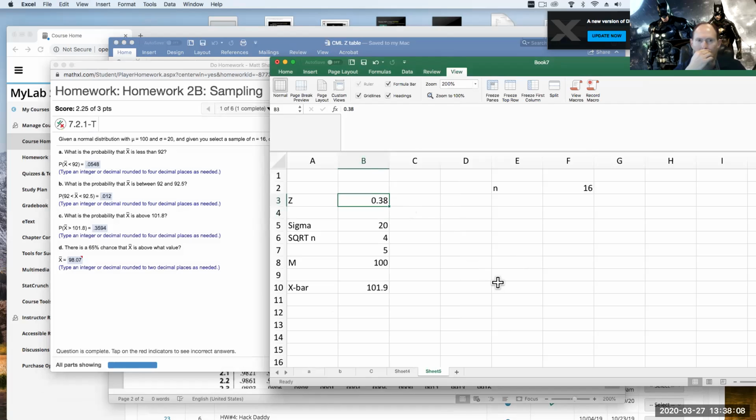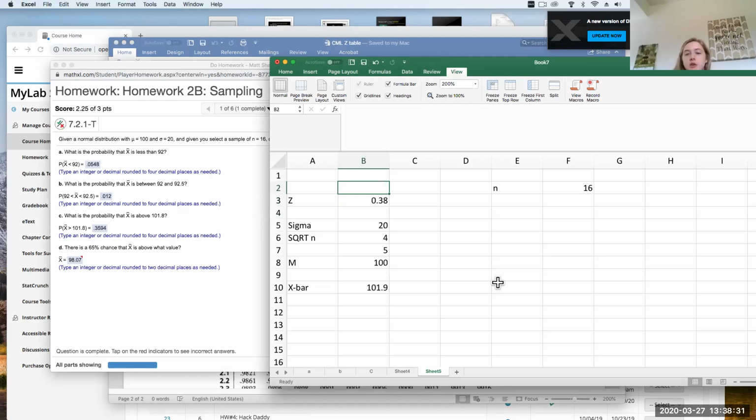Let me think here. There's a 65% chance that X is above what value? You need to do 1 minus the. Yeah, well, I think it has something to do with that.